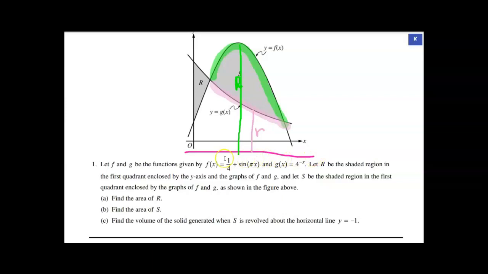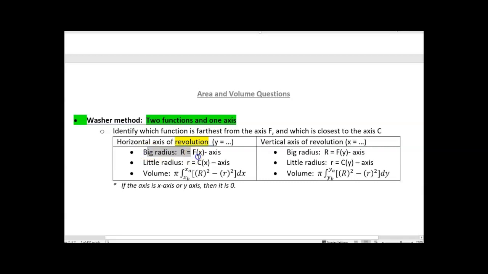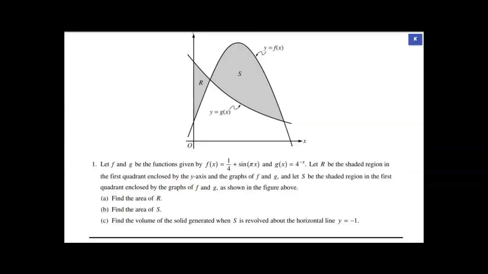It was a horizontal axis. And since it's a horizontal axis, we're going to be following these steps. So the big radius is the function that's farthest away minus the axis. The little radius is the function that's closer to the axis minus the axis. And then we're going to put the big radius here, we're going to put the little radius here, and our limits of integration are going to be x values, starting from the left and ending on the right. So let's go ahead and put that stuff to work here.